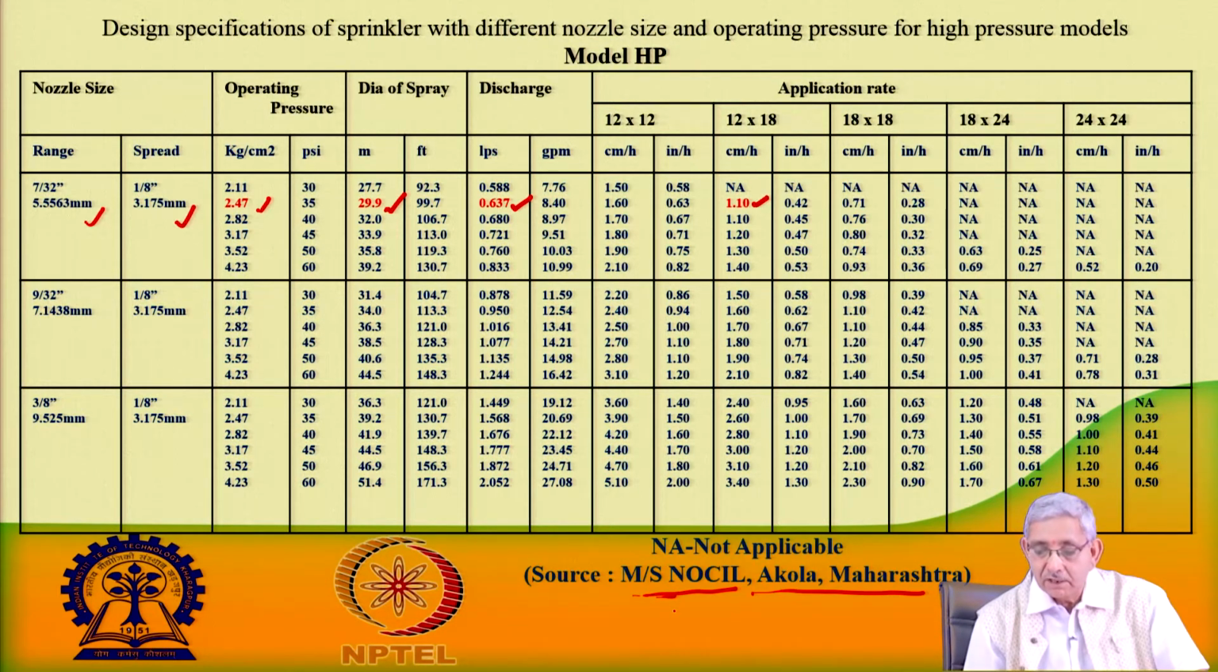So, this is another data which we are getting. This is the manufacturer's chart we are choosing as per the requirement. We have been given that it should be less than 1.25 centimeter per hour. So, this is less than 1.25 centimeter, and it is not too less. This is 1.1, which is matching with our requirement.